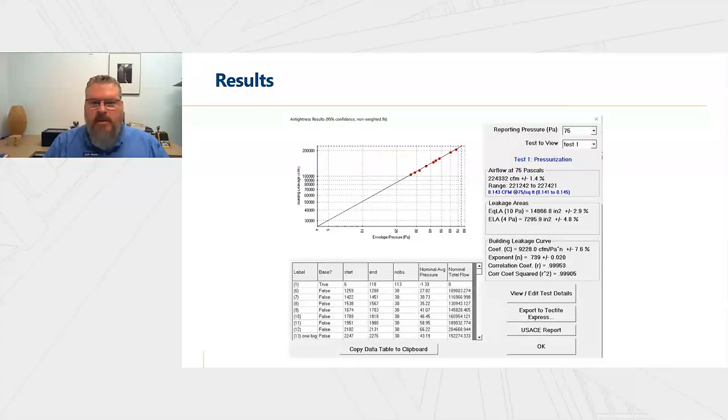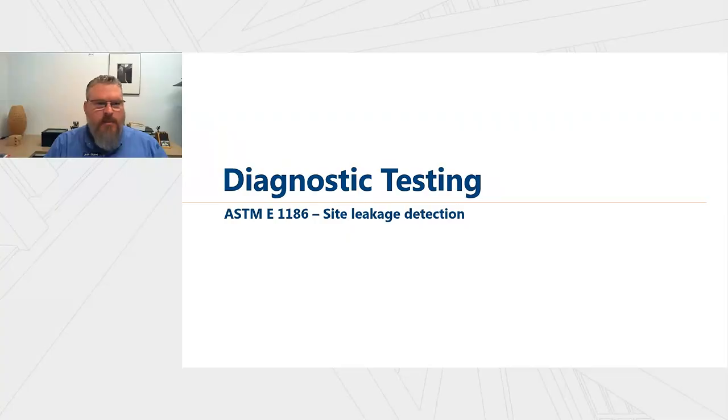And ultimately what we're looking at is that blue number. The bottom line number is that blue number. You'll see test one pressurization. It says 0.143 CFM at 75 pascals per square foot. That's a huge number. Most of our code requirements today are 0.04. This was of an existing building, so we didn't have to worry about meeting a code requirement. But that's the number that we're looking for.